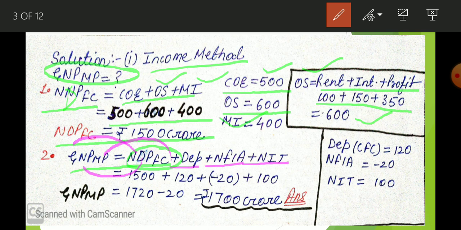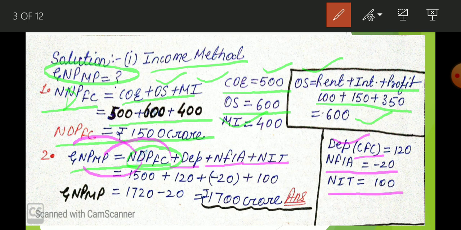Now the value of depreciation is given 120. In the question the term used is consumption of fixed capital, that is known as depreciation. It is another name of depreciation. Okay, and the value of NFIA is given -20, NIT is given 100.